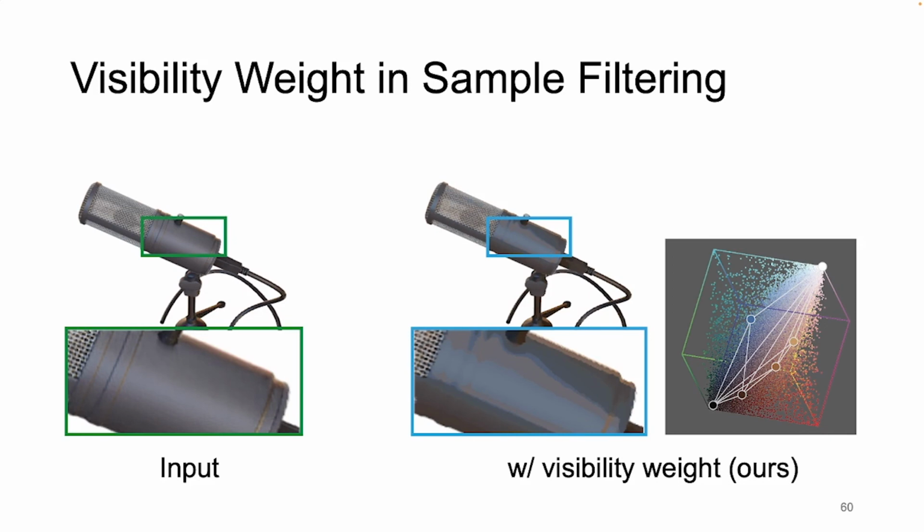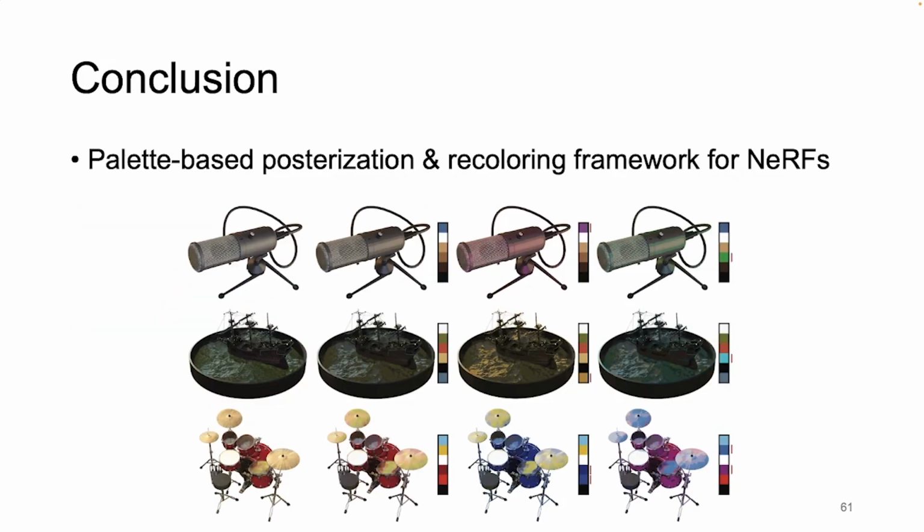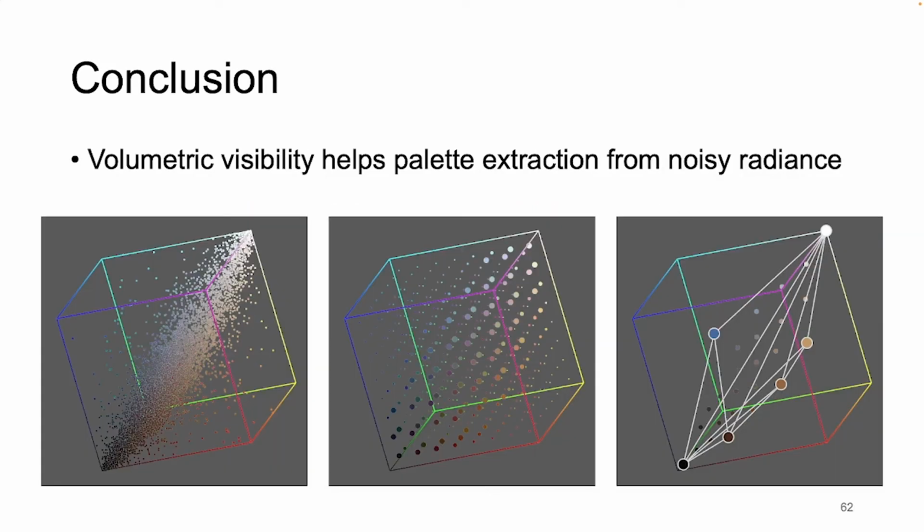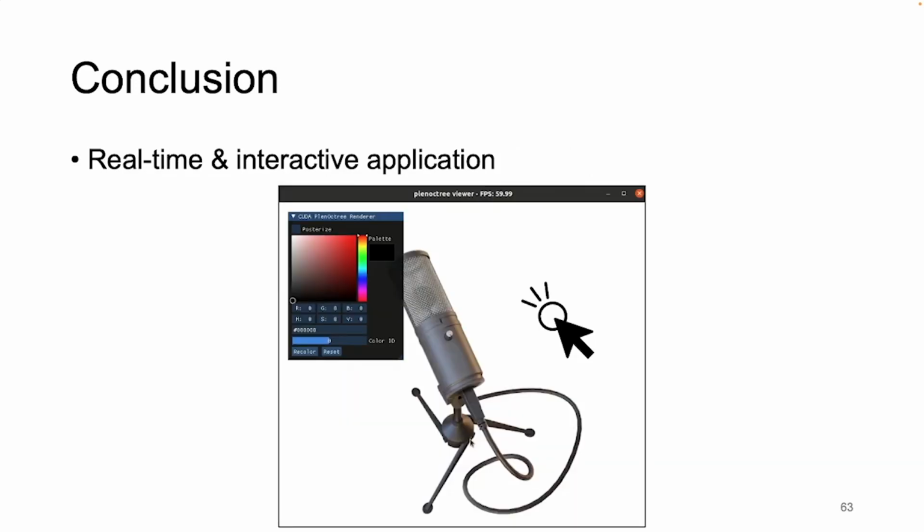And here, let me briefly summarize the presentation. We've introduced palette-based posterization and recoloring workflow tailored to pre-trained volumetric radiance fields. We use volumetric visibility to deal with noise in radiance samples. Our posterization framework runs in real time and enables an interactive application.